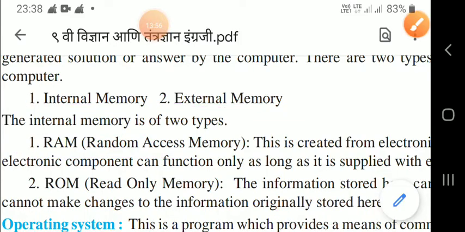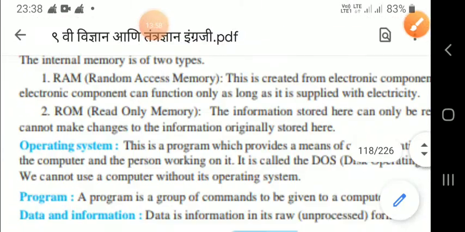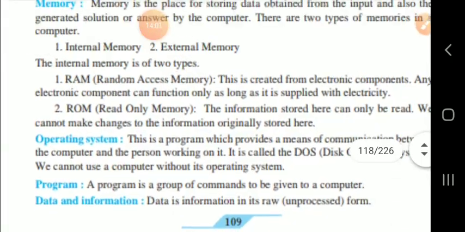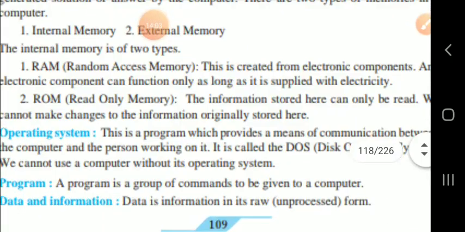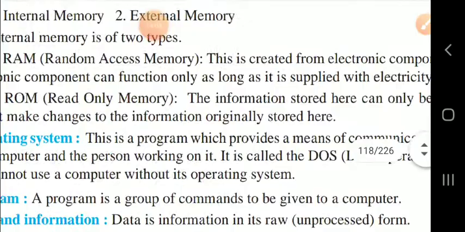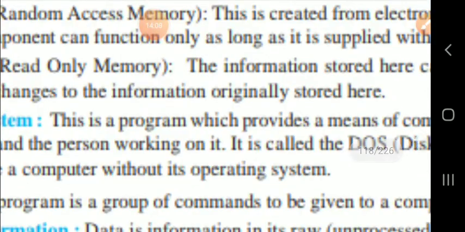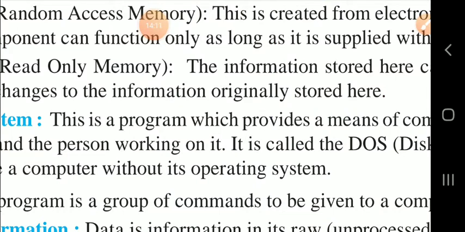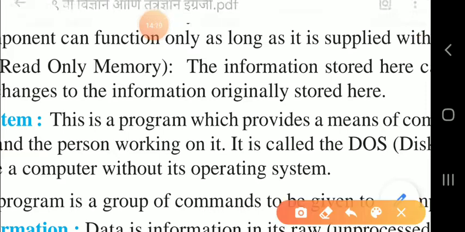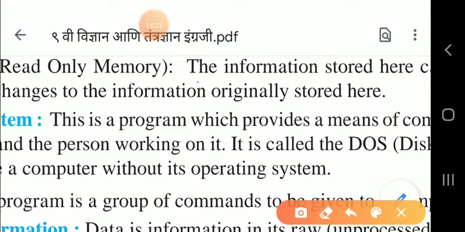This is created from electronic components, and any electronic component can function only as long as it is supplied with electricity. So this is volatile memory. As soon as the electricity is gone, the memory can be lost.